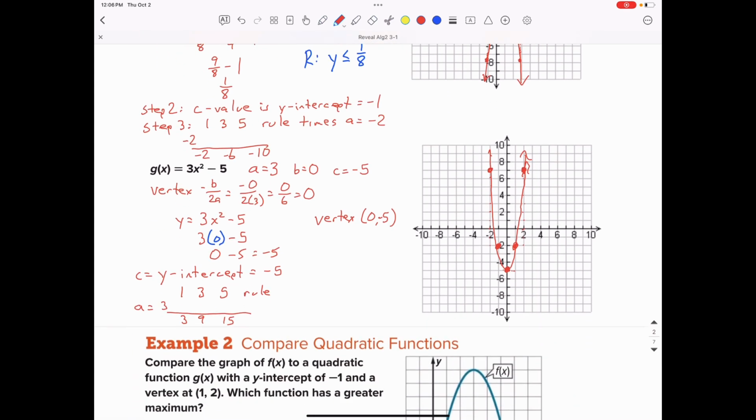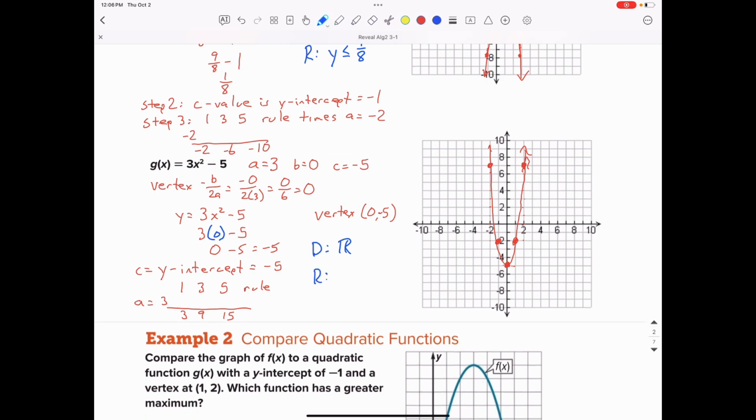The domain, hopefully at this point you remember the domain. The domain is all real numbers. And then the range is again based upon the y value of the vertex and the direction. The y value of the vertex is -5, and the rest of the graph is above it. So the range is y is greater than or equal to -5.